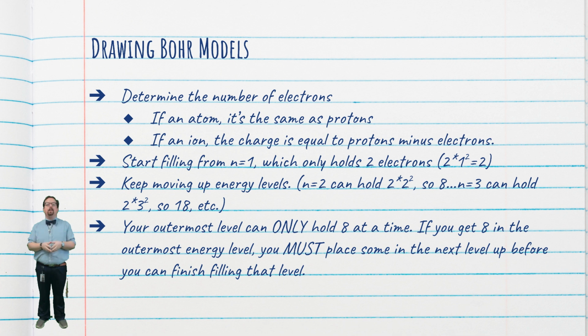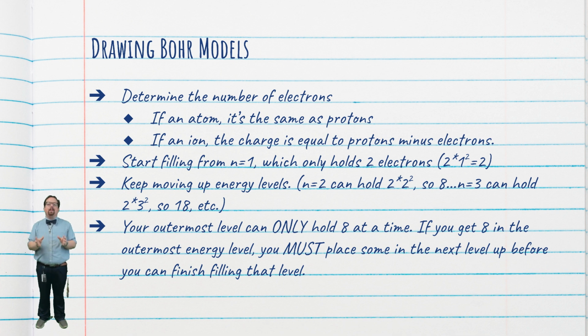Once you know how many electrons you need to place, start by placing them in the first energy level. Fill up that energy level until you hit its maximum, then move to the next level. As we said earlier, each level can hold up to 2n squared electrons. That means in the first energy level, there can be a maximum of 2 times 1 squared, or just 2 electrons. In the second energy level, you can have 2 times 2 squared, which is 8 electrons. The third can hold 2 times 3 squared, which is 18 electrons, and so on and so forth.